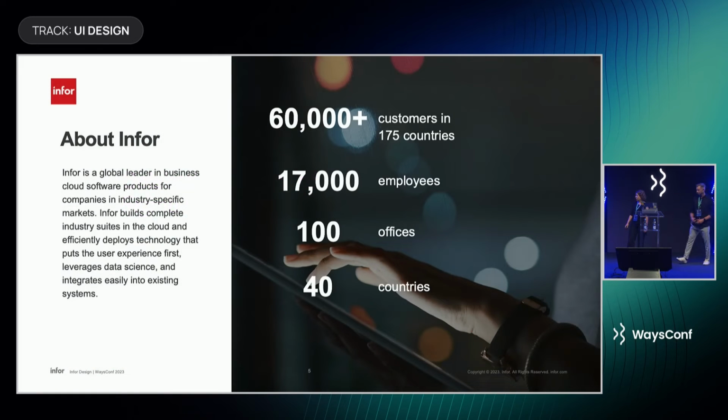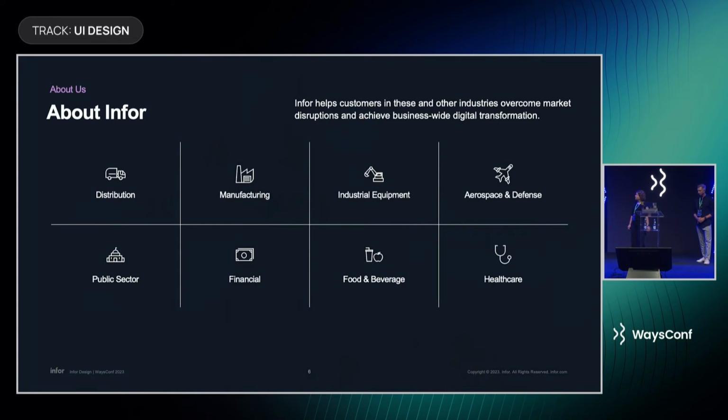So let's jump into the context part. We all work for Infor, and it's a big enterprise software company. We are pretty global. You see here that we have thousands of customers and employees around the globe. And we provide business software solutions for different industries, managing a lot of products. So those are the industries we are working in.